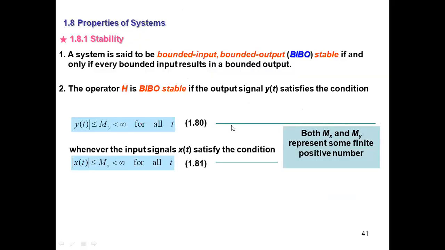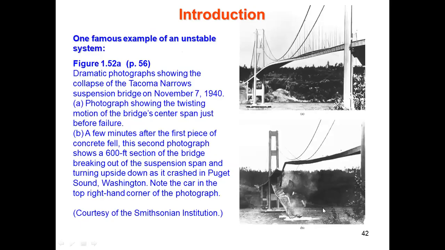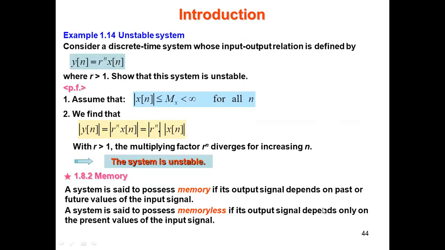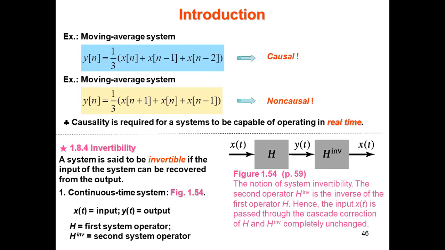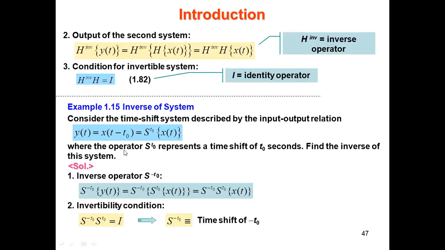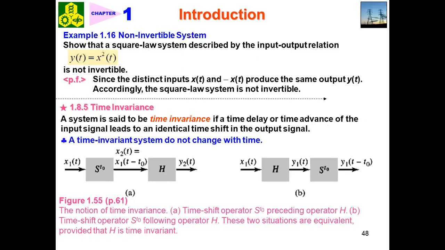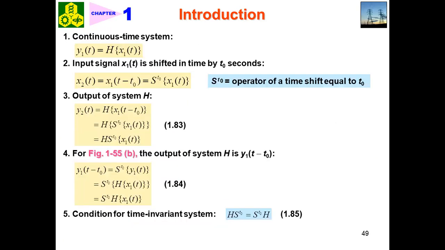So what are the properties of a system? Systems can be stable or unstable. Systems can be with memory or they can be memoryless. Systems can be causal or they can be non-causal. Systems can be invertible or non-invertible. Systems can be linear or non-linear. Systems can be time variant or time invariant.